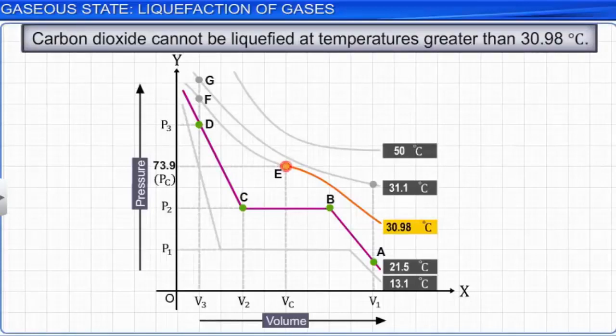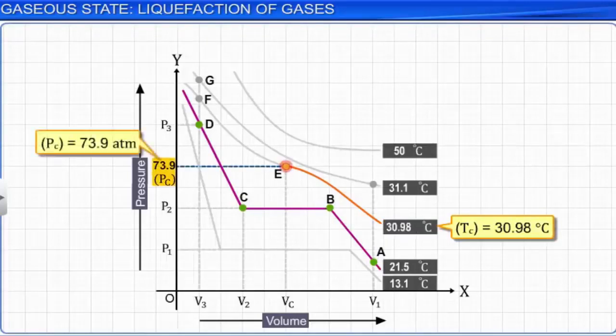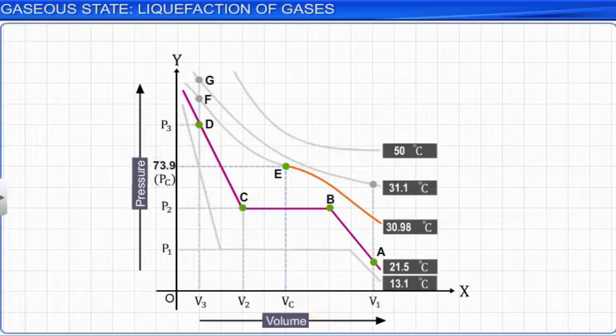So the critical temperature of carbon dioxide was found to be 30.98 degrees Celsius, while the critical pressure, Pc, is 73.9 atmospheric pressure and the critical volume is 95.6 milliliters. As you can see, all the ends of the horizontal portions of the isotherms are joined to form a dome-shaped curve as shown here.